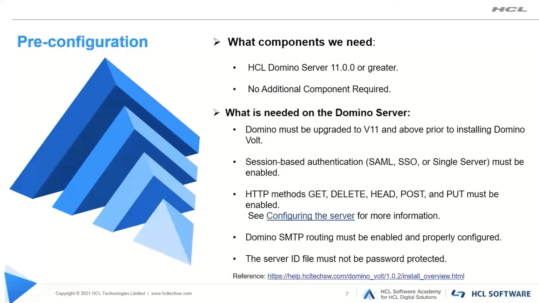We need to have Domino SMTP routing enabled and properly configured. This is required to make sure your Domino Vault workflow application sends email to the respective owners. The server ID file must not be password protected. We will see these details in the configuration part in the upcoming slides. Moving to the next slide.